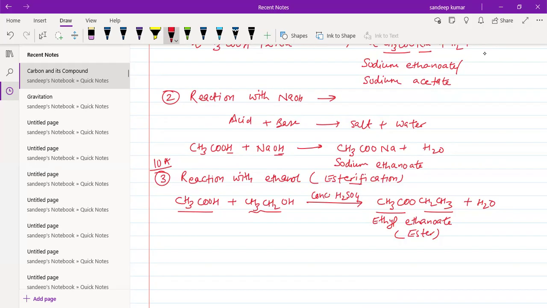This is CH3COOH, what is it? Ethanoic acid. So let's write. Okay, ethanoic acid. And what is this? Ethanol. Is it clear?